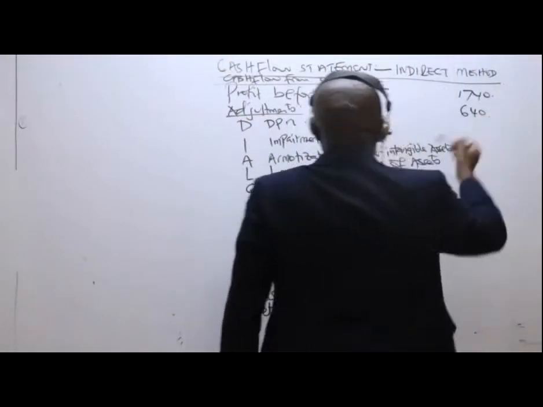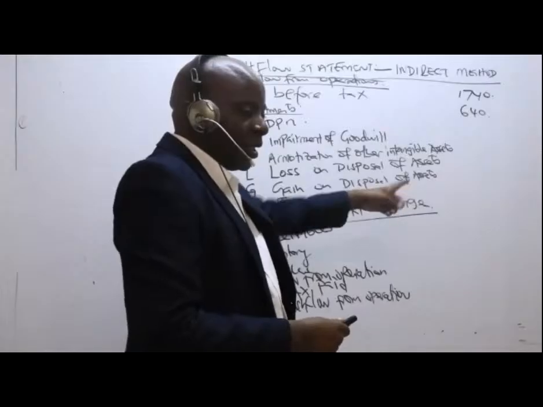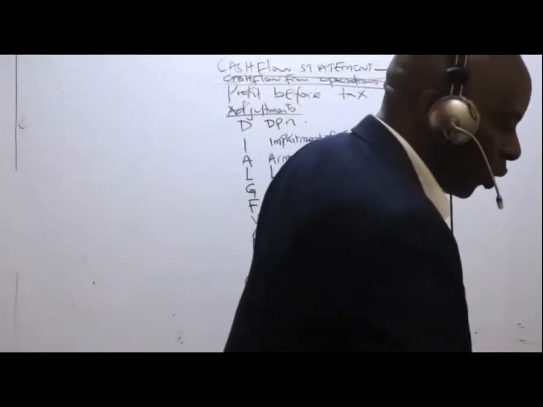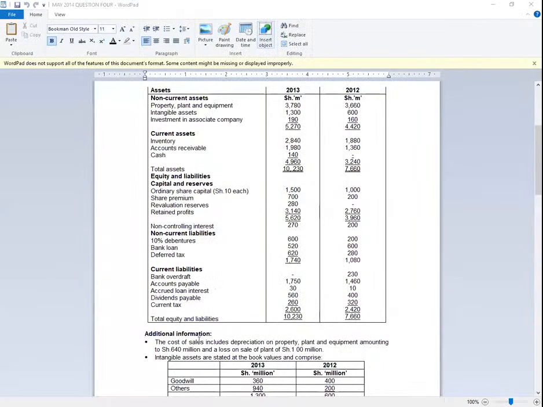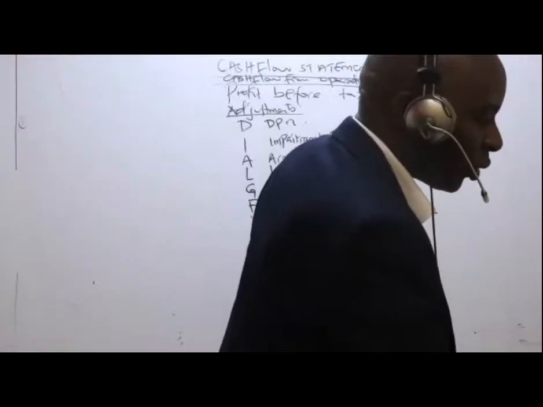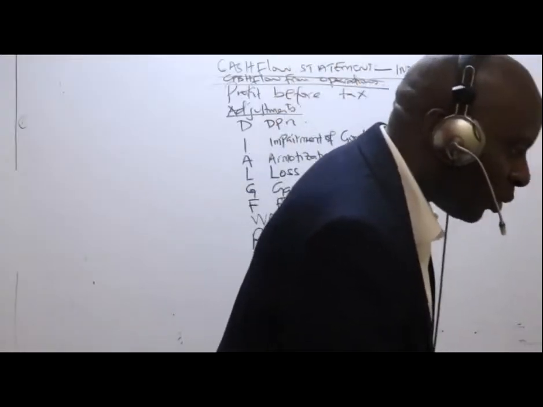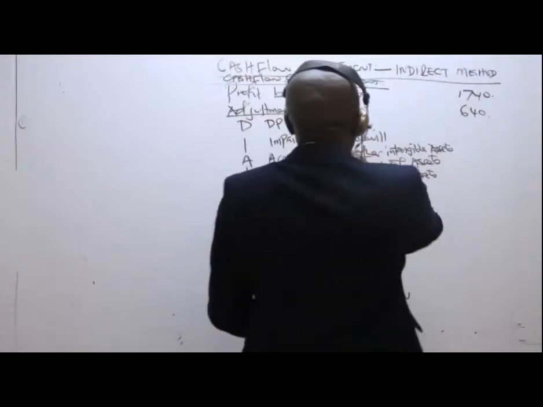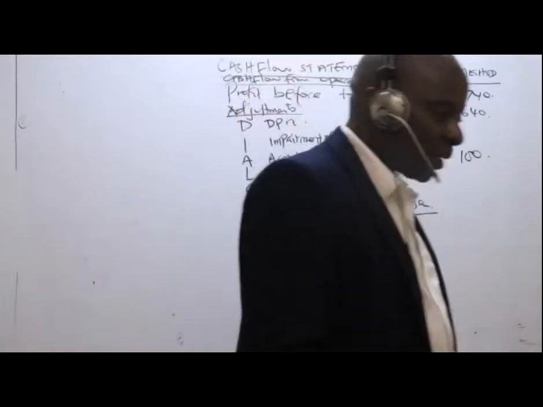And then they have given me something very important there, loss on disposal of an asset. Are you able to see that loss on disposal of an asset? Loss on sale of plant over 100. I'm cutting the millions. So loss on disposal is 100. Sorry, I wasn't seeing this.